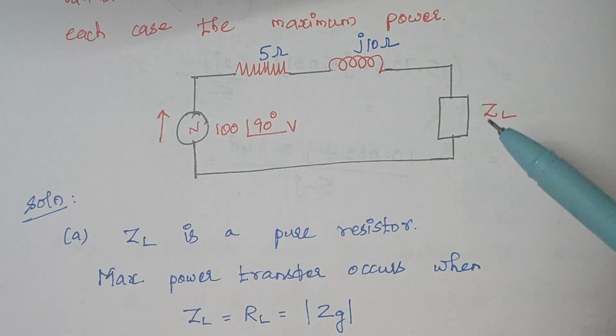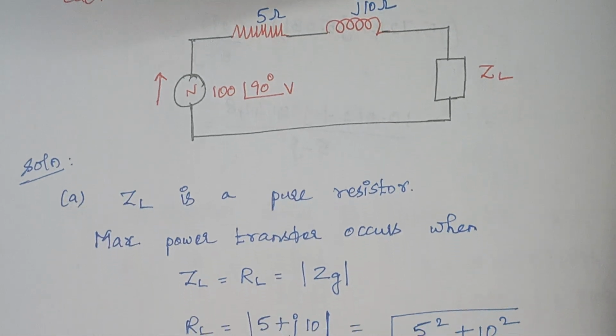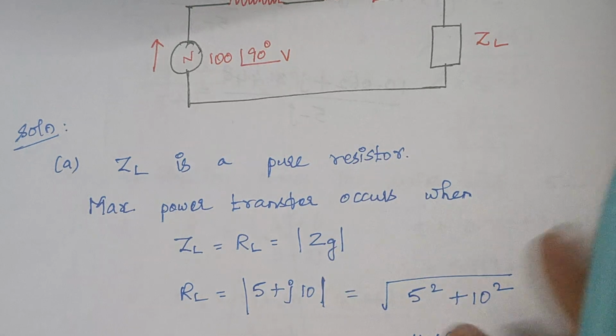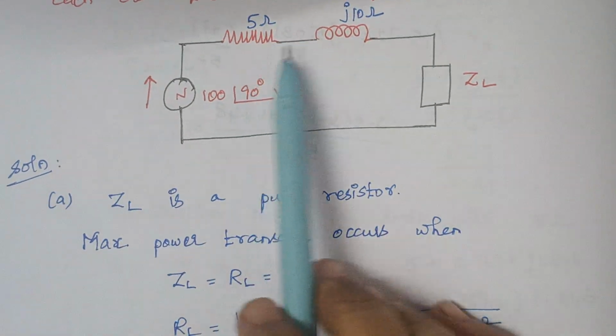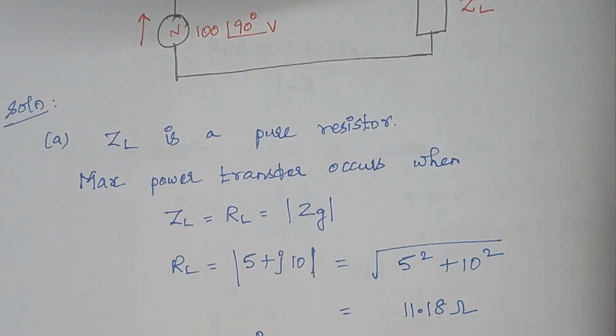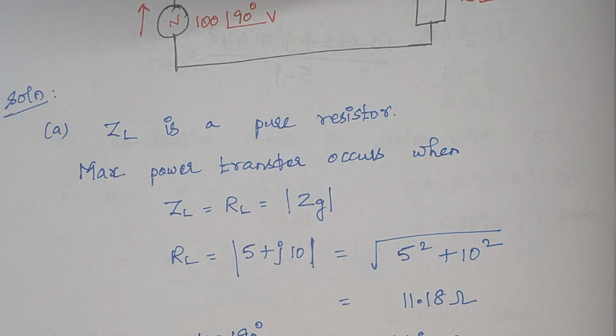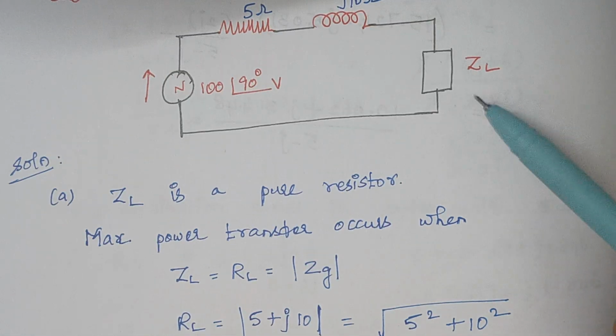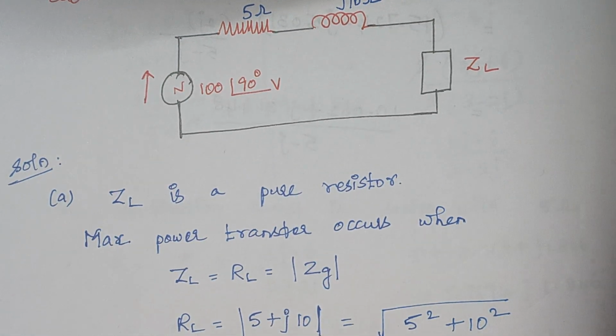Therefore, to find the value of the load resistance, we consider the magnitude of the source impedance, which is 5 plus j10. To calculate the magnitude, we square and take the square root. Therefore, the square root of 5 squared plus 10 squared gives the answer as 11.18 ohms. Now we have calculated the value of RL, that is ZL here.